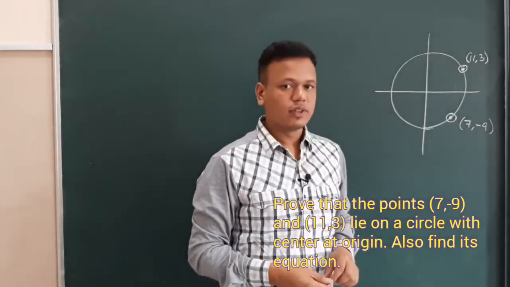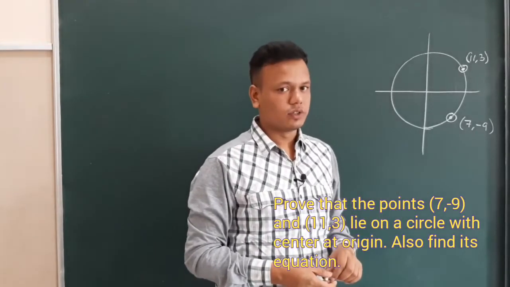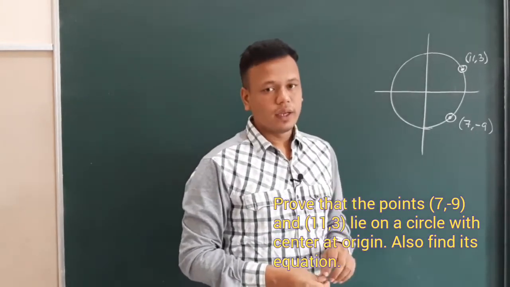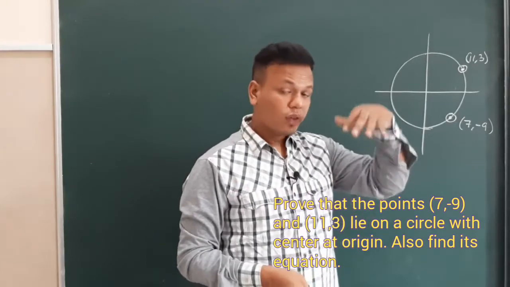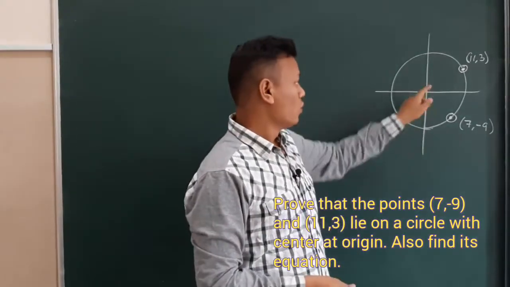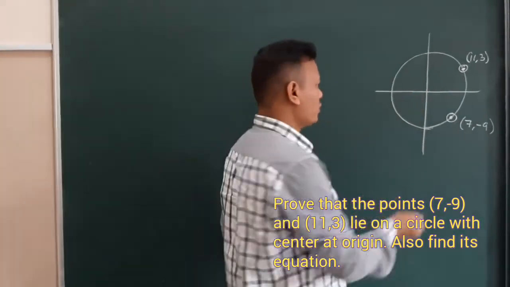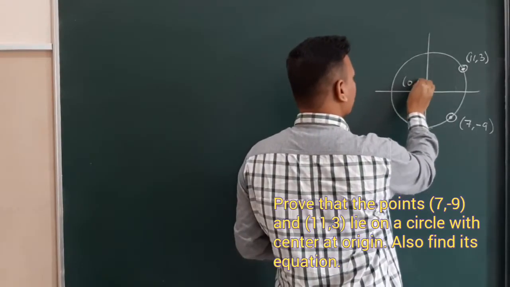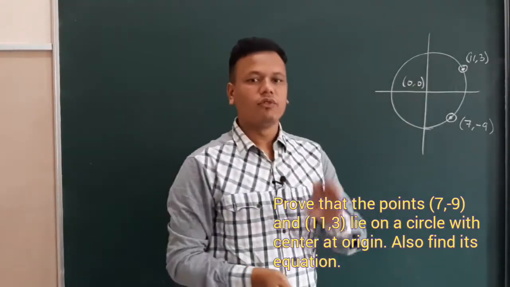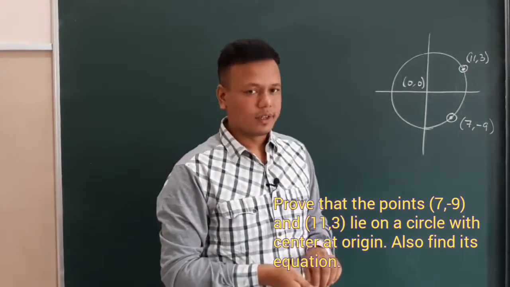Yes, so we'll try to arrive at the equation first. Now, in order to find the equation, what do we know? We must know the center, which is already known, which is how much? It is 0 comma 0. Yes, and we must know its radius as well.